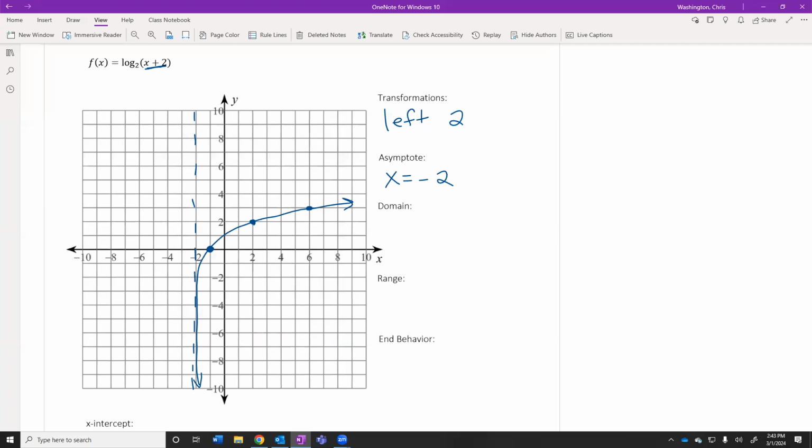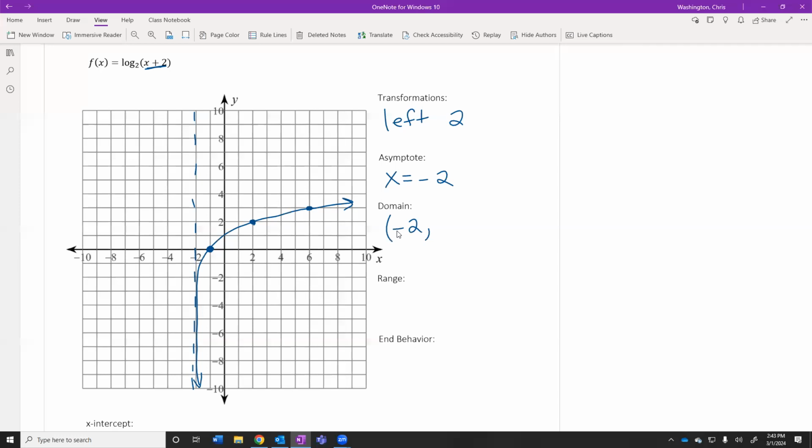The domain are the x values that we can plug into the equation and they work. The x values that do not give me a domain error. The x values that do not say undefined. And what x values can we plug in this time? Looking at the graph, we can see that as well. It's going to be all of the points on the graph. So we can plug in numbers really, really close to -2, like -1.9, -1.999999999. But we cannot plug in -2.